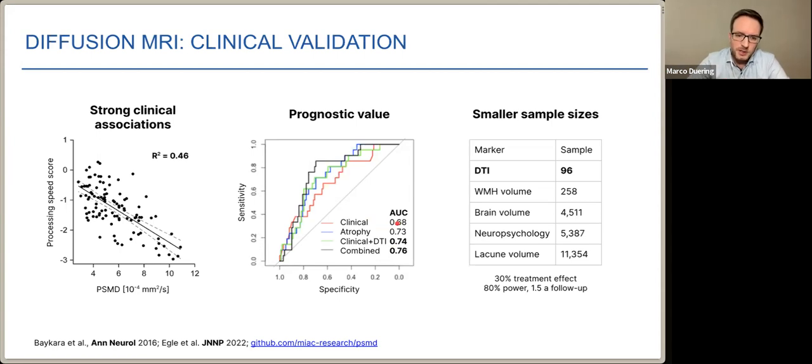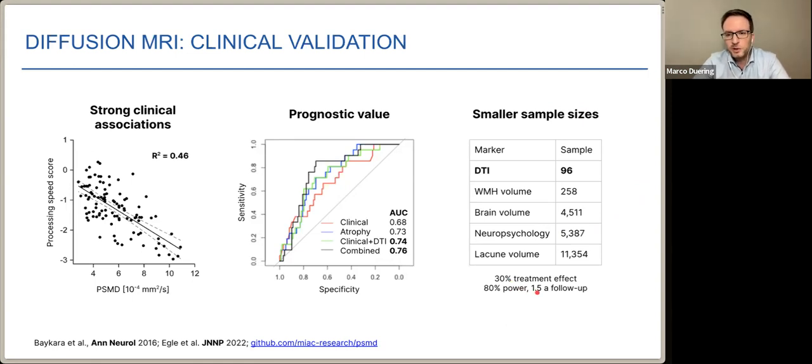Now, if you think again of a surrogate endpoint, so an efficacy measurement for clinical trials, our requirement would be that the sample size we need when using an imaging marker is smaller than the sample size that we need to see an effect with clinical measures. And this is shown here. So this was a study published in 2016 already. We simulated a hypothetical clinical trial from longitudinal data, 30% treatment effect, meaning a 30% slowdown of disease progression or imaging marker progression within 1.5 years.